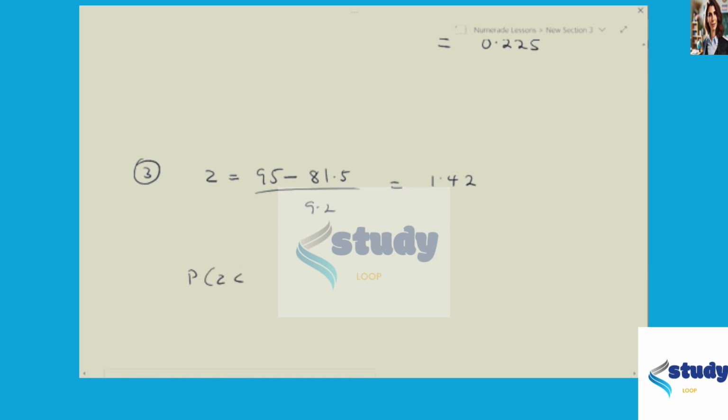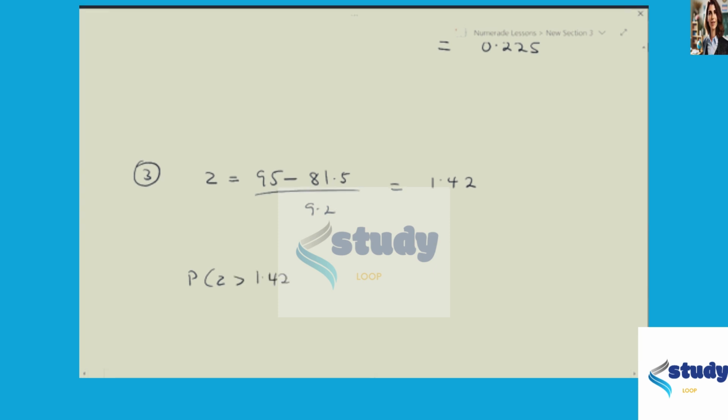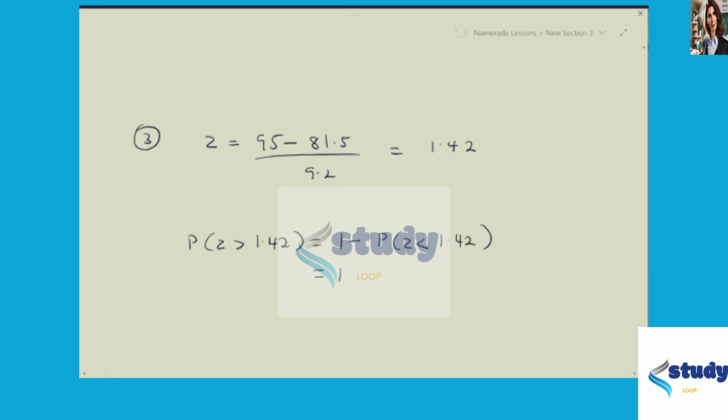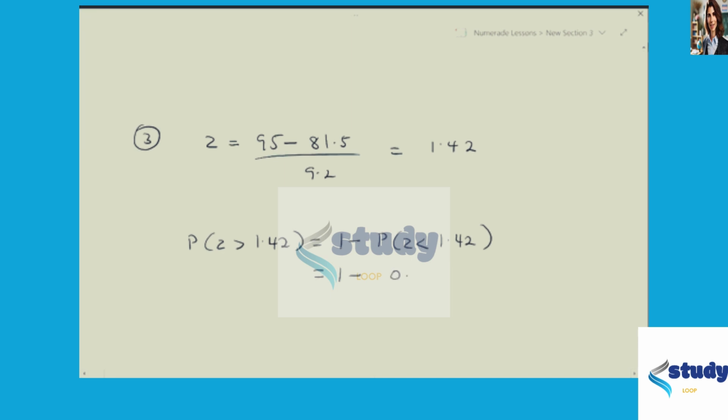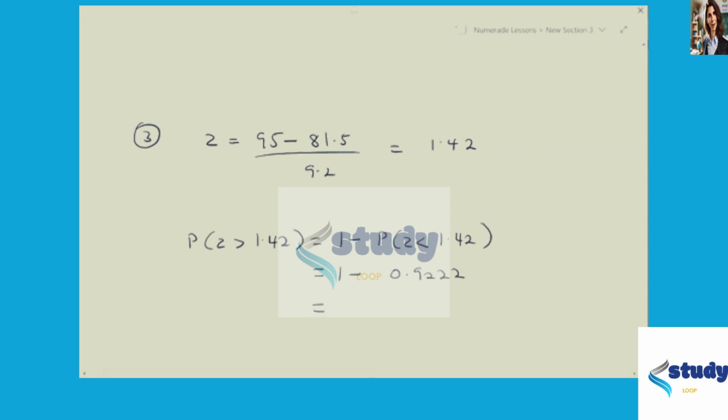So probability of z greater than 1.42 is equal to 1 minus probability of z less than 1.42. So always the probability is calculated to the left. So if it's to the right, you would have to subtract it from 1. Okay. So the probability of z less than 1.42 is 0.9222.